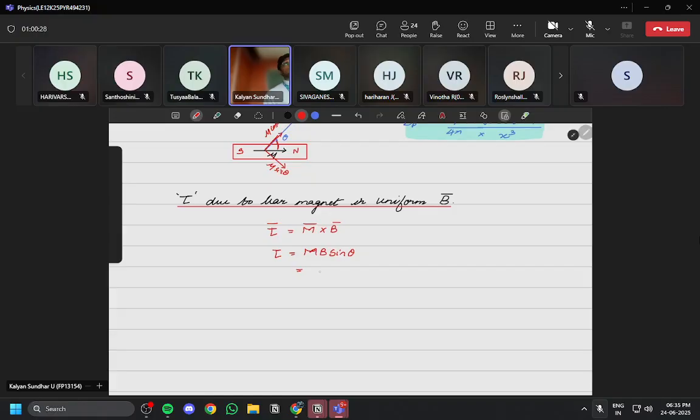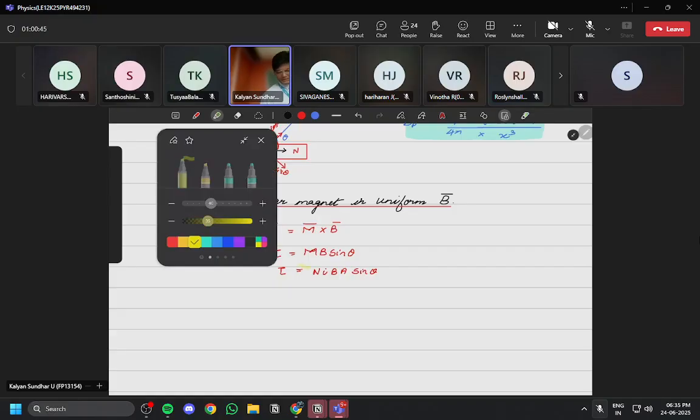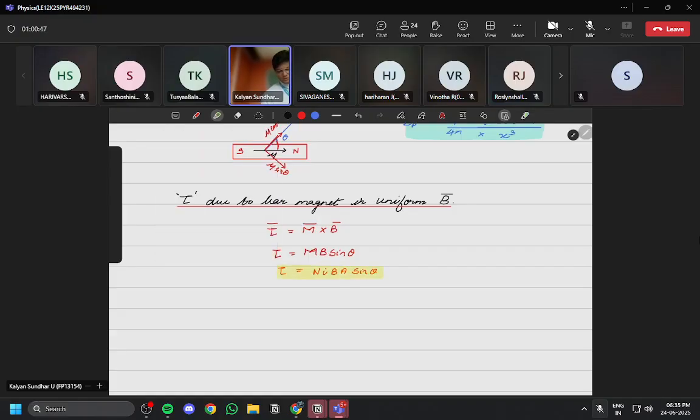Otherwise m is equal to I into your a vector. So if there are a number of turns, if n number of turns is there, it will be multiplied with n. So n I b a sin theta. So this is about the torque. Since we studied this in the previous chapter, this is a direct explanation. There we studied it with the same bar magnet. Right? Do you remember?